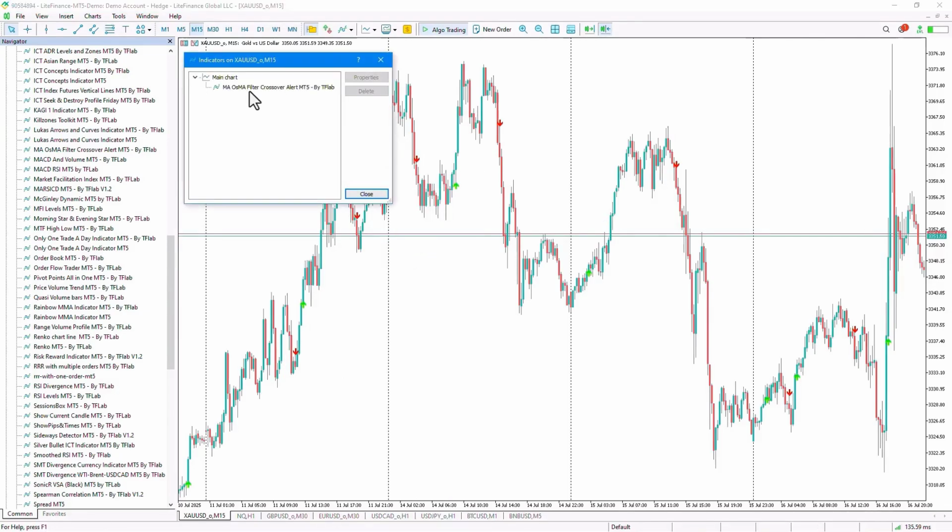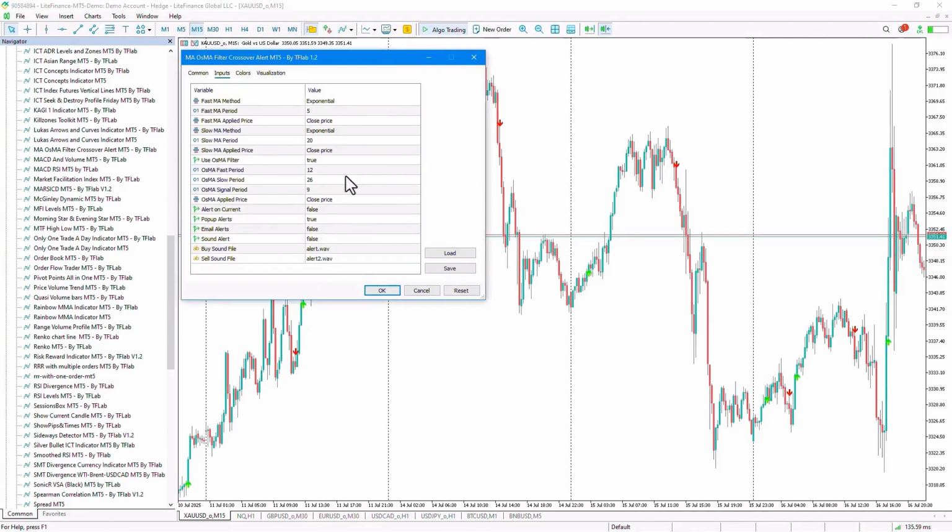In the settings section, under inputs, there are options available for us. In the first input, we can set the method. We can configure the calculation method for the fast-moving average with 4 modes available here: simple, exponential, smoothed, and linear weighted.